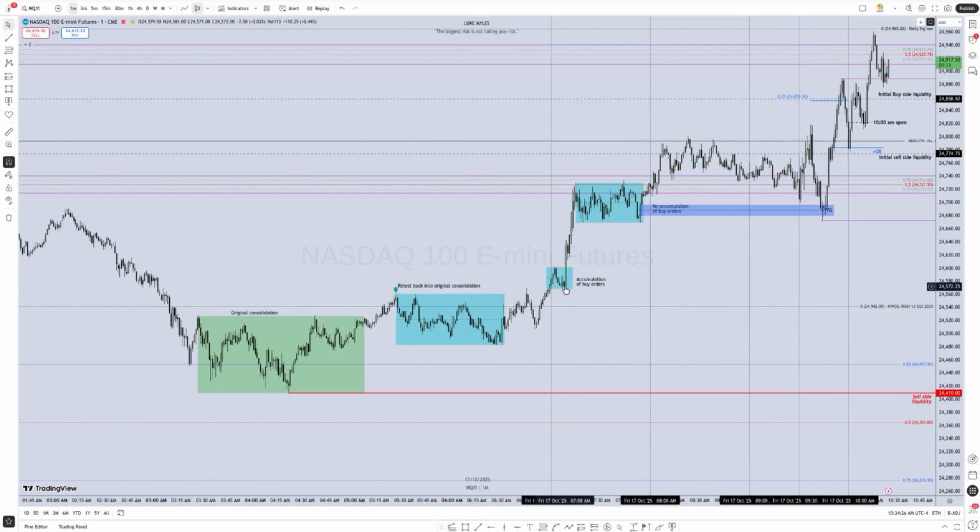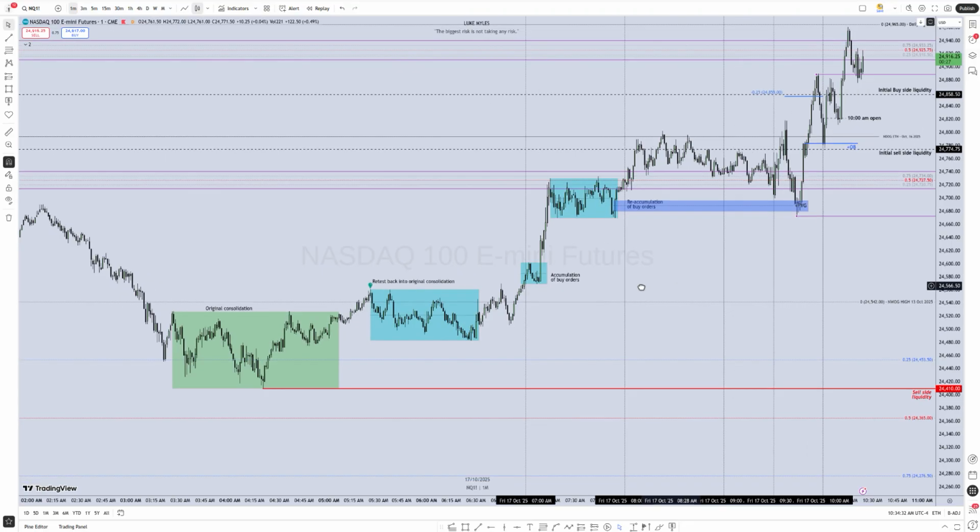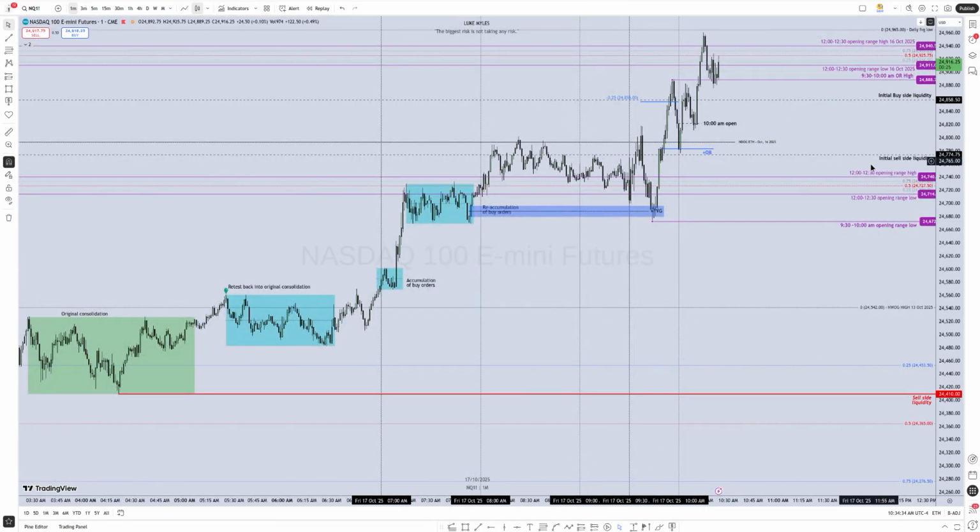This is my accumulation of buy orders. We rally into today's 12 a.m. to 12:30 opening range. Right there we have reaccumulation of buy orders. Right there, this reaccumulation of orders. 8 a.m. opens up, we managed to trade higher, forming an intermediate term high.